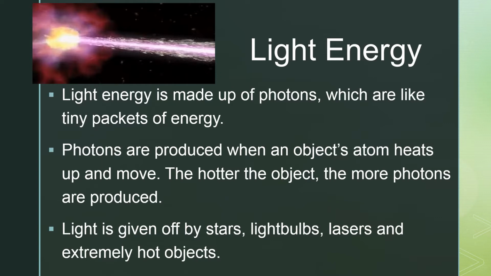Light energy is made up of photons, which are like tiny packets of energy. Photons are produced when an object's atom heats up and moves. The hotter the object, the more photons are produced. Light is given off by stars, light bulbs, lasers, and extremely hot objects.